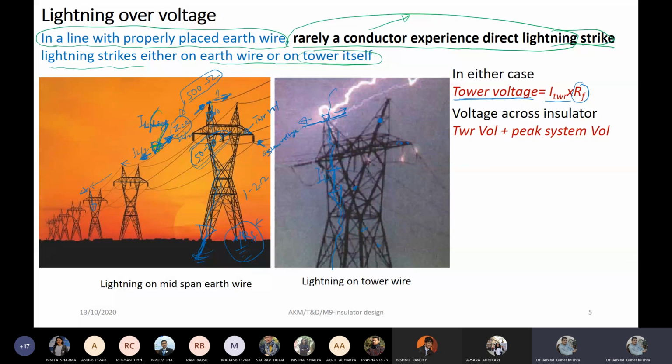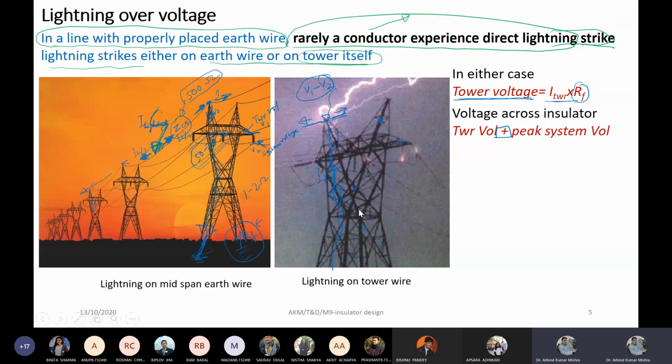Usually when you try to find the voltage between any 2 points, if this is say V1 and this is V2, then you always use the voltage across this as V1 minus V2. But here I have written plus. Why plus? This is because of the lightning, as you have seen.